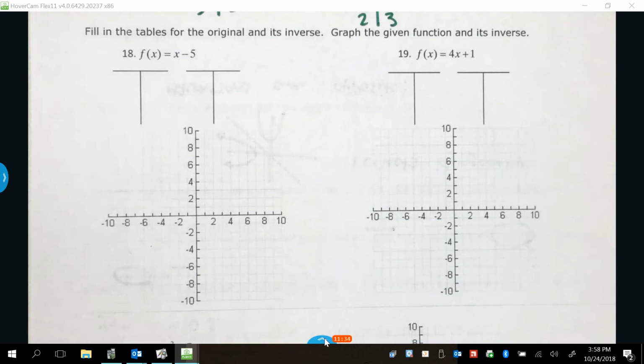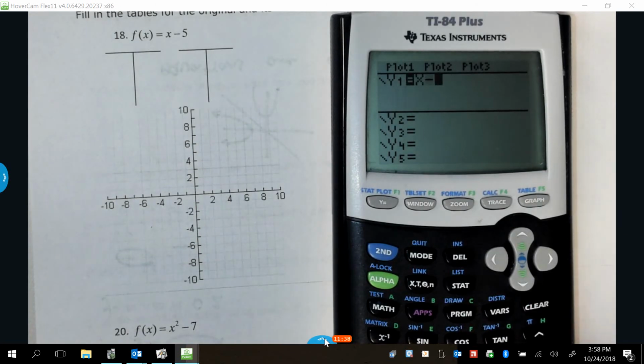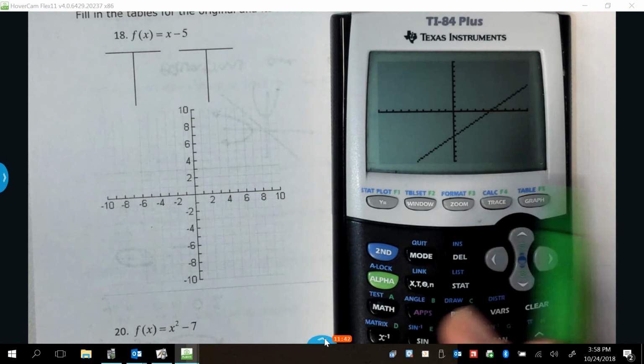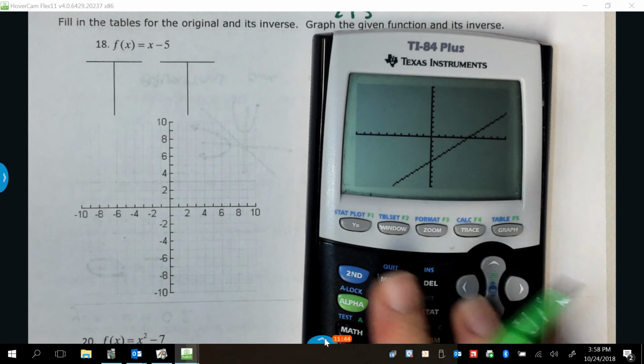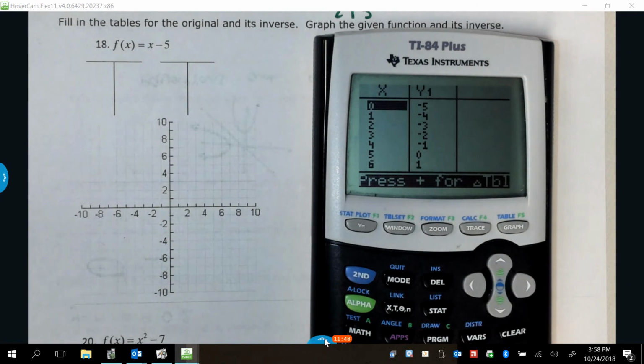Guys, these are kind of the same. These are the only ones on your test tomorrow that aren't going to be multiple choice, ones like these. So x minus 5, I'm going to hit graph. I see it's a linear line, so it's okay to just graph a linear line. Sometimes we always have to check what shape our line is if we don't remember looking at it, okay?